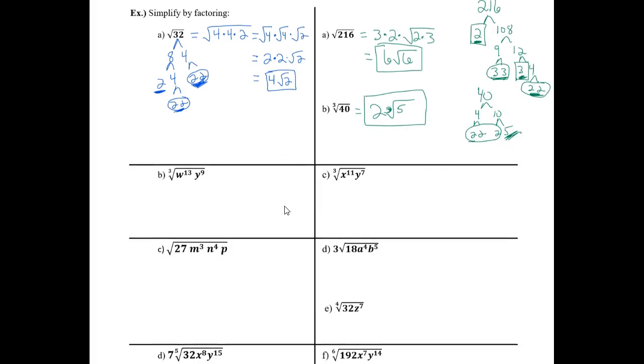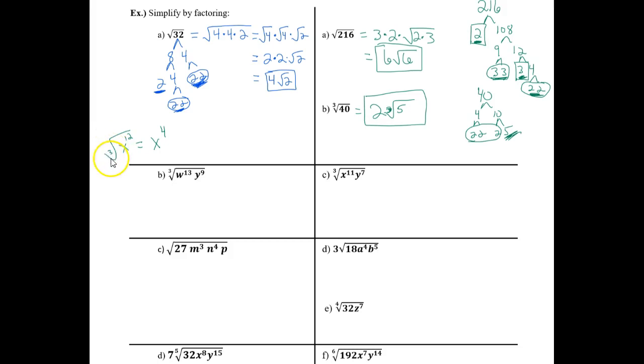Alright, now let's try the same thing with variables. In the previous video we talked about if I had something like the cube root of x to the 12th. We know that we're looking for something times itself 3 times, so we're splitting it into 3 equal parts. We can just take the 12 and divide it by 3, and that would give us x to the 4th power.